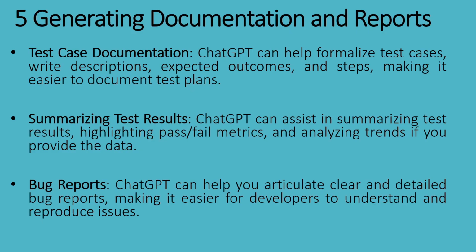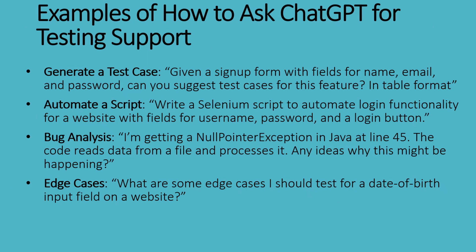And finally, generate documentation and reports. Okay, then test case documentation. ChatGPT can help formalize test cases, write descriptions, expected outcomes, and steps, making it easier to document the test plan. Summarize test results. ChatGPT can assist in summarizing test results, highlighting pass or fail metrics, and analyzing trends if you provide the data. And bug reports. ChatGPT can help you articulate clear and detailed bug reports, making it easier for developers to understand and reproduce issues.